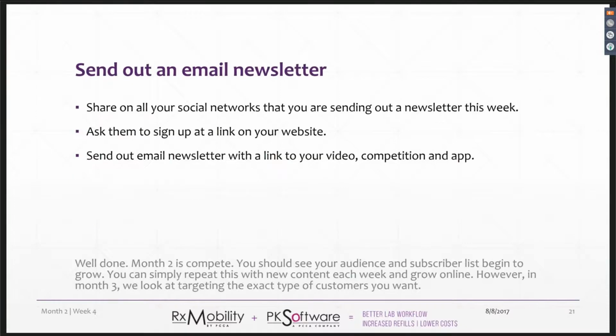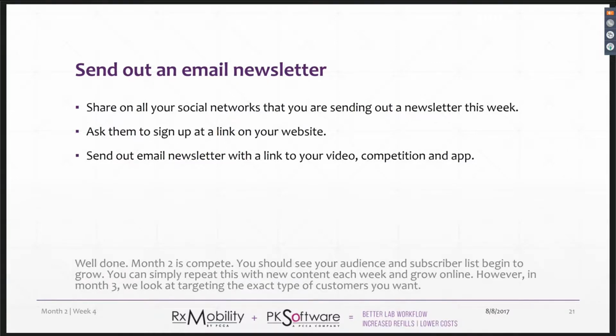So towards the end of month 2, we suggest that you send out an email newsletter. Share in all of your social channels that you're sending out a newsletter this week. Ask people to sign up at the link on your website, and then send out the newsletter with a link to your video, a link to your competition, and a link to the app. And that's what you do in month 4.